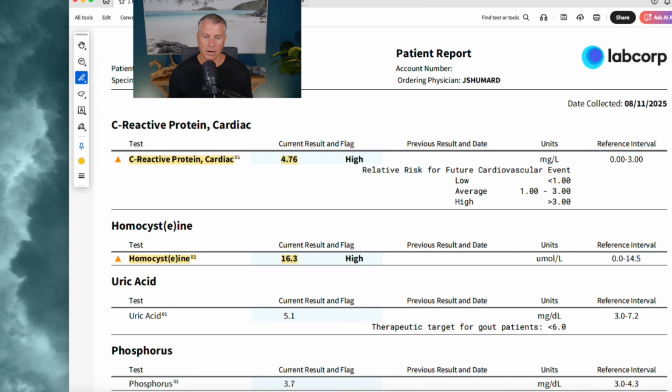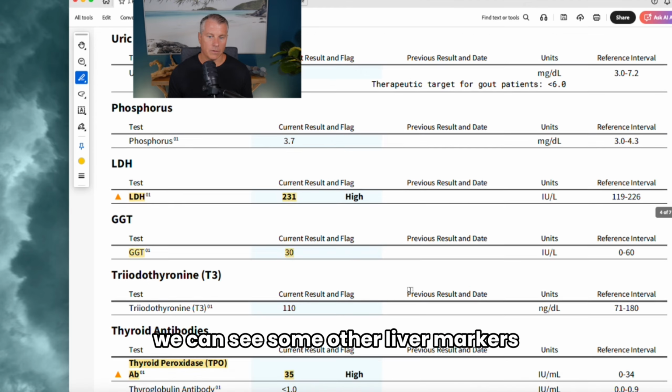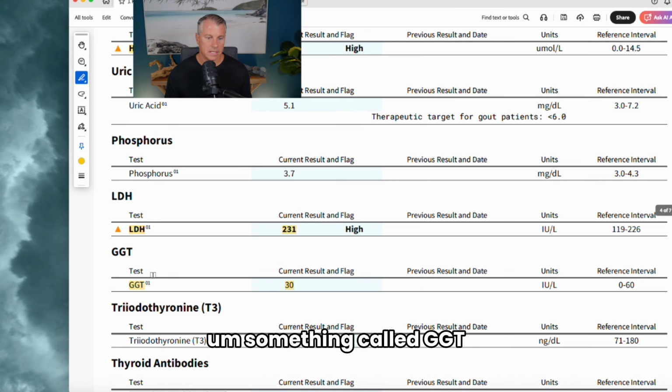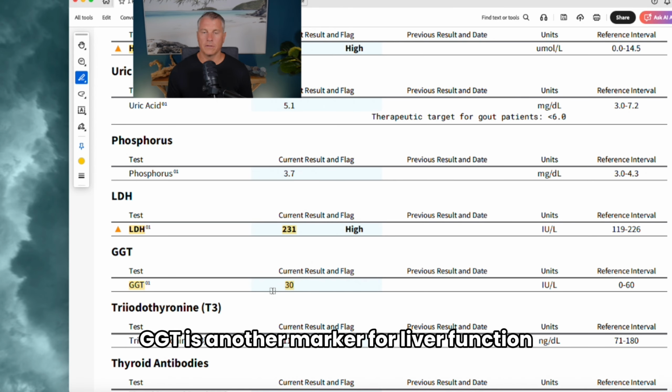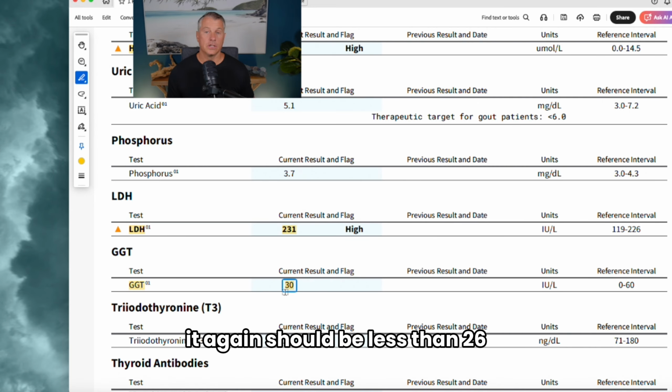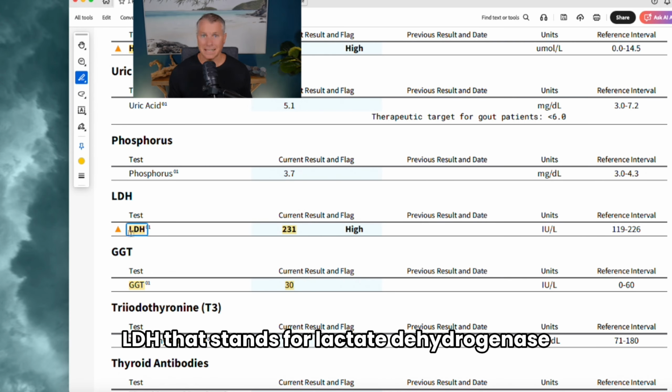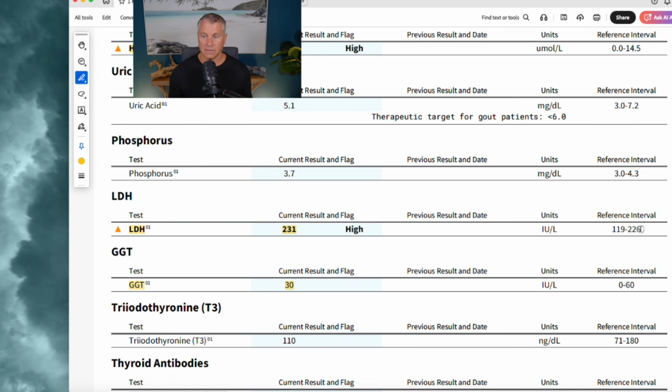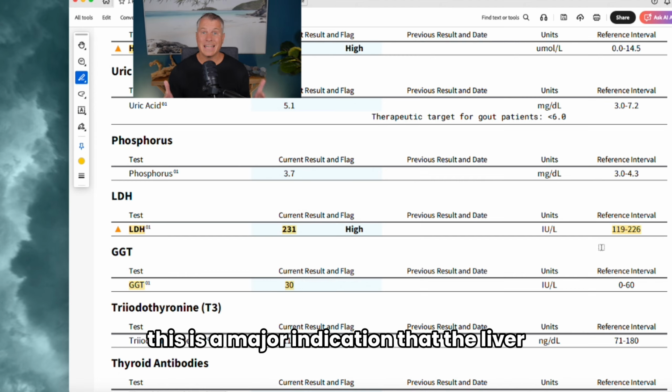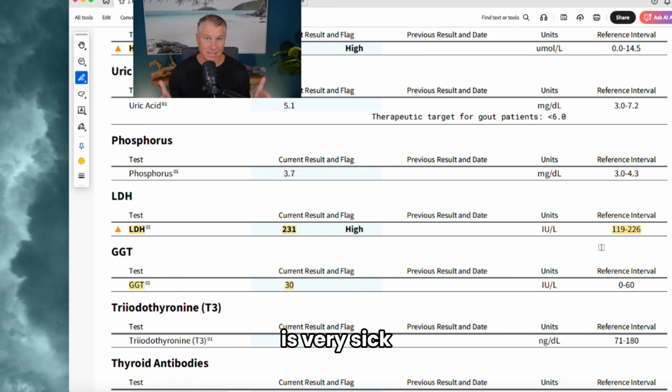But if we scroll down here a bit, we can see some other liver markers, something called GGT. GGT is another marker for liver function. It, again, should be less than 26. But look at this one, LDH, that stands for lactate dehydrogenase. It's already outside of lab range as well. So this is a major indication that the liver is very sick in this individual. And so this is going to be another primary problem contributing to their cellular disease process and the progression of their diabetes. But more importantly, what happens when you have such a sick liver?